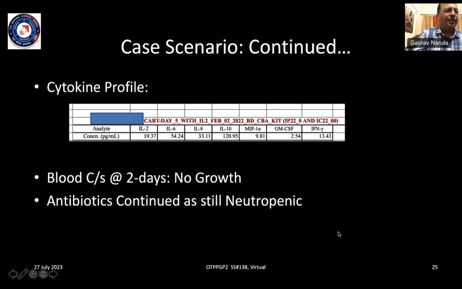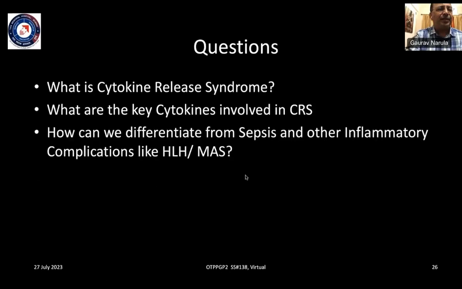We continue the antibiotics, but by blood culture 2 days later, still there is no growth, which is sort of expected. We know this is CRS only. Okay. So can anybody tell me what is cytokine release syndrome and what are the key cytokines involved in CRS? Ismail, yes, you continue.